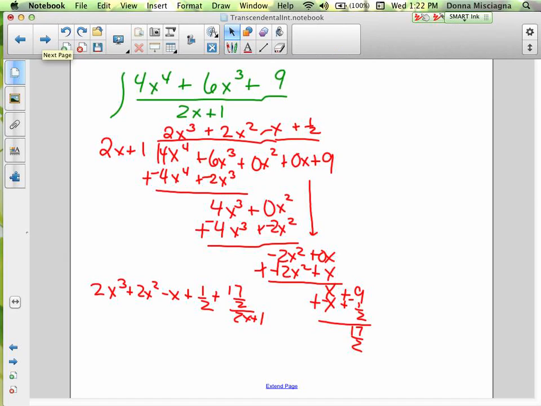All right, so let's integrate. And so we have, I should have written a lot smaller here. I tell you what, if I can remember the equation, jot it on the board. Let's do the integrating on the next page. 2x cubed plus 2x squared minus x plus 1/2 plus 17/2 divided by 2x plus 1.